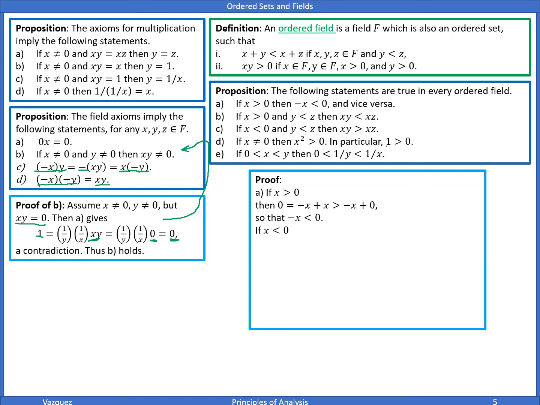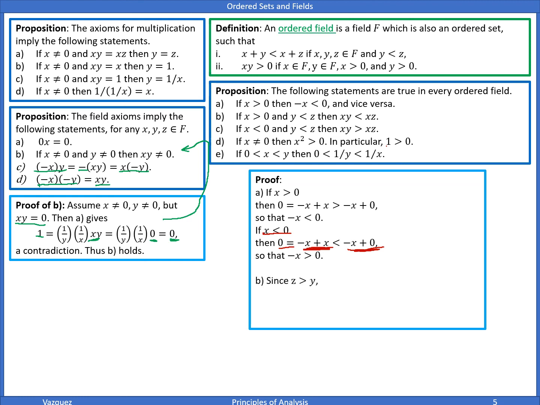And now we're just proving the other case. So if x is less than 0, then we can write a similar inequality, negative x plus 0, which is equal to x, is less than negative x plus 0. Why? Again, because x is less than 0, so then this here becomes less than this. So negative x is greater than 0 if x is less than 0.